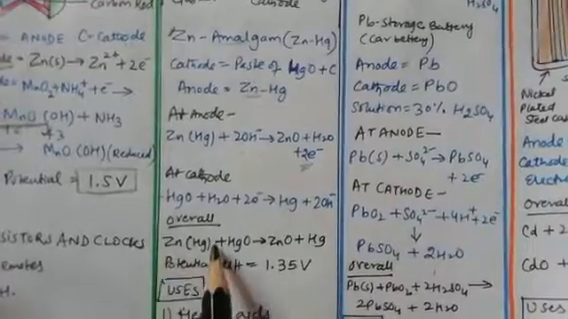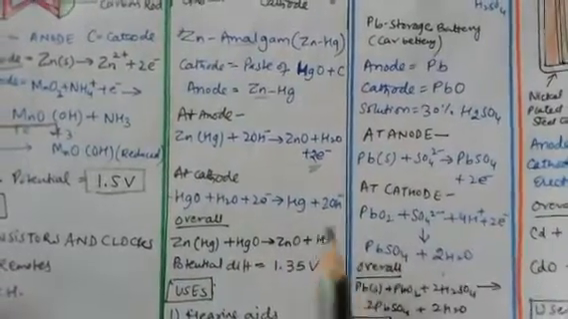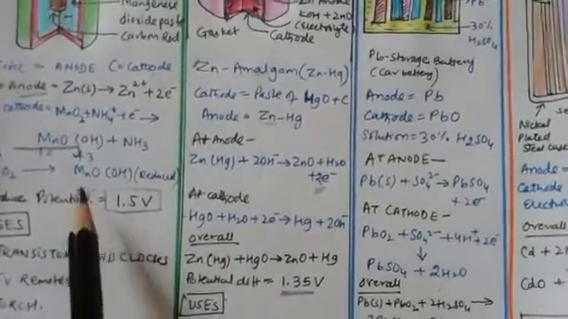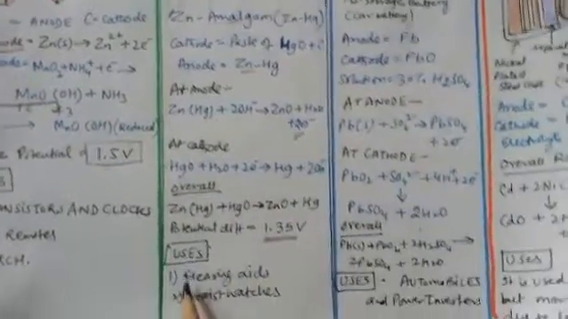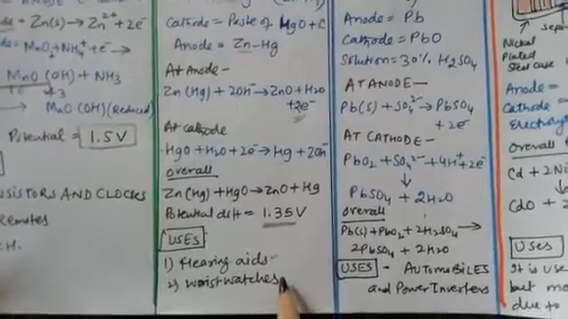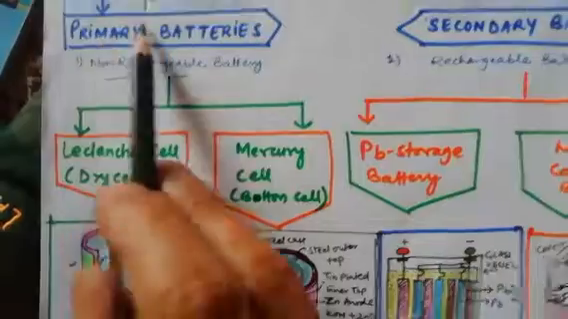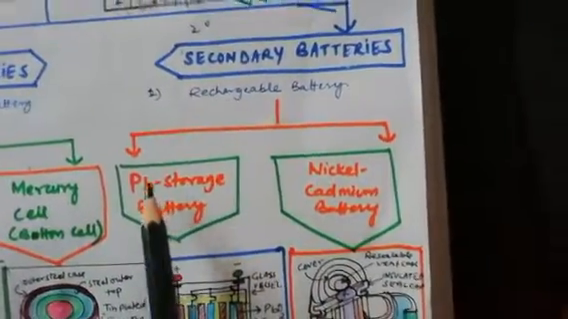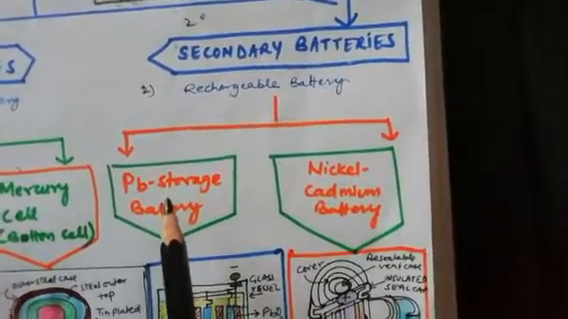Overall reaction: zinc plus mercury oxide forms zinc oxide plus mercury, and this reaction produces 1.35 volt, which is less than the dry cell. Uses are in hearing aids, microphones, headphones and wristwatches. These are the two basic types of primary batteries. Now we will discuss secondary batteries. In secondary batteries, the lead storage battery is one of the important batteries.